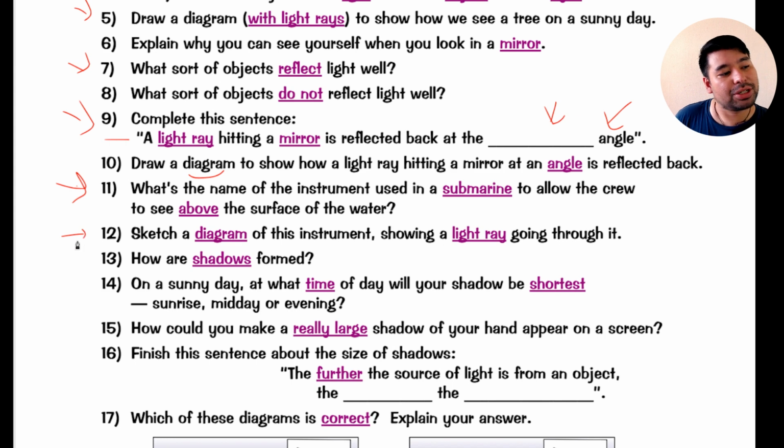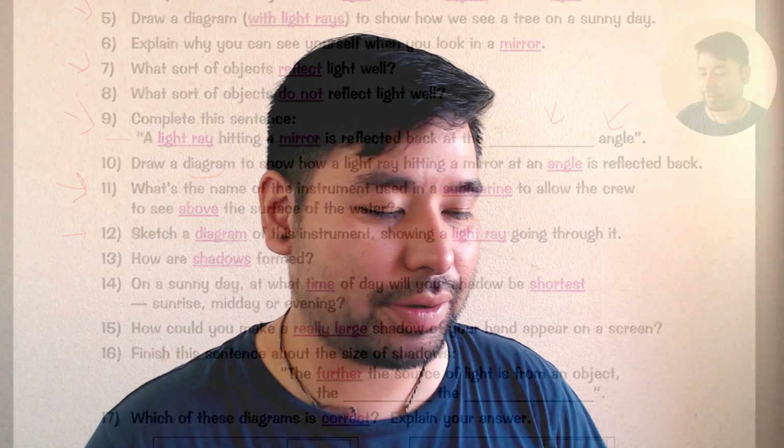12. Sketch a diagram of this instrument showing a light ray going through it. Yeah, sketch is like make a sample. Again, sketch a diagram. So it's the third diagram that we're going to have to make. So what is the instrument that submarines use when they want to see what is above the water? Give the name of that instrument, and then in this exercise, make a diagram of how it works. Okay, so we're going to draw this instrument and try to show how the light gets into this instrument, and how it works. So this is what you have to do.